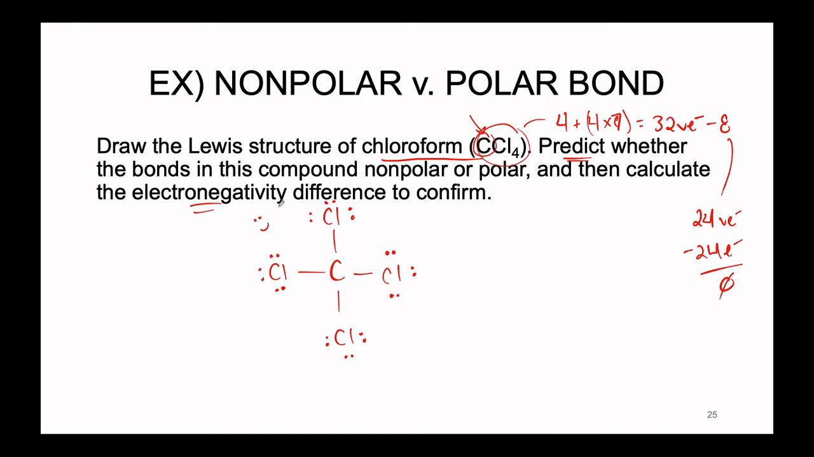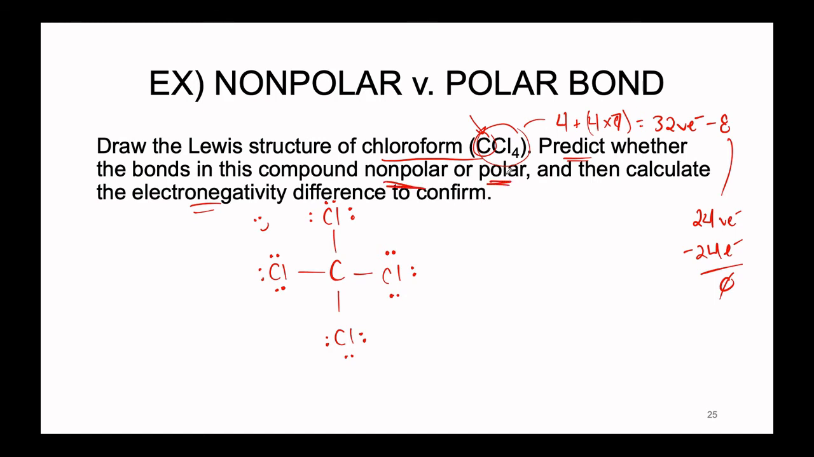This is a stable molecule. No reason to be pushing electrons around to make double bonds, triple bonds, whatever. There's no need for it. Similarly, there are no charges here that we need to add or subtract, so this is perfectly satisfied and our structure is finished. All right, next up, we are going to try and predict whether the bonds in the compound are going to be nonpolar or polar.